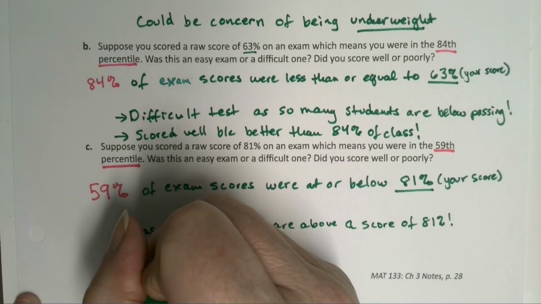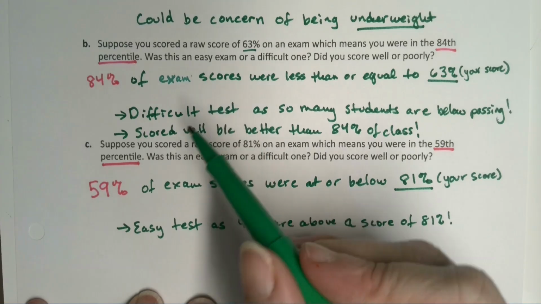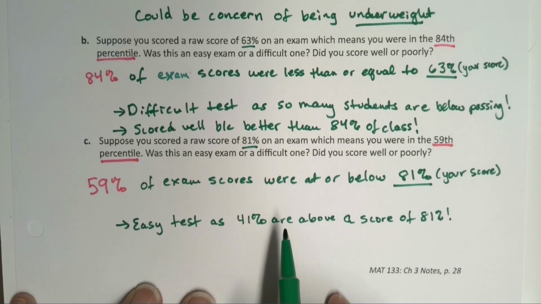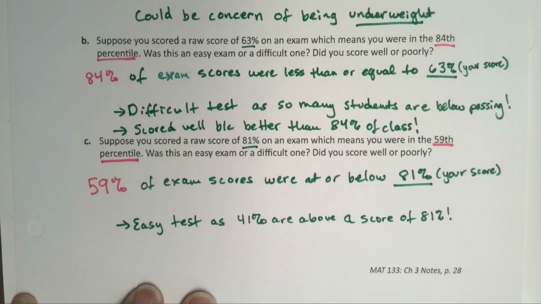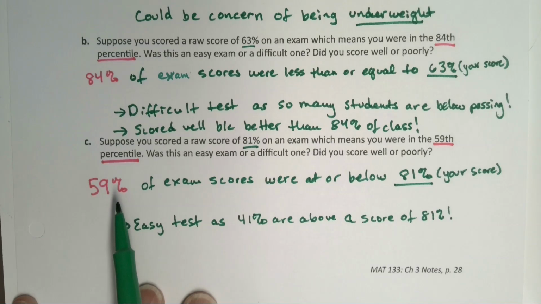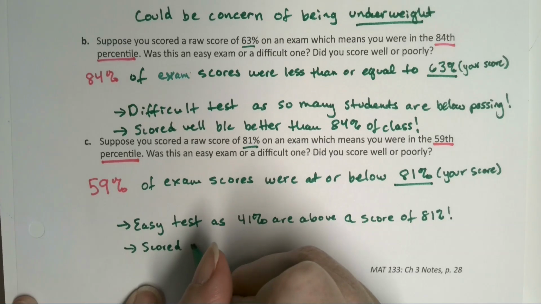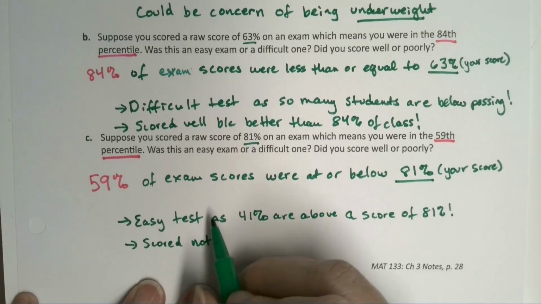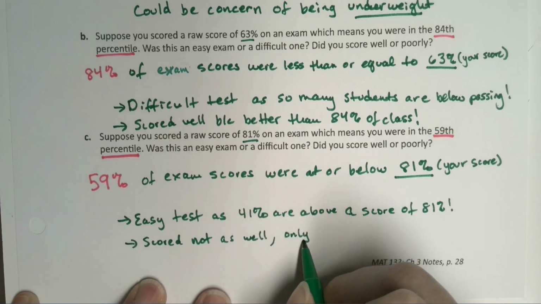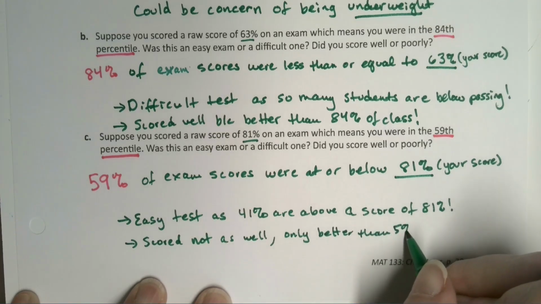Whereas this test, which is an easier test, and you scored an 81, and that's all well and good. I mean, 81's good. It means you passed. But how did you do in relation to the group? Well, the answer is not as well, because instead of being better than 84% of the students, you were only better than 59% of the students. You scored not as well. I don't want to say badly because you're still better than half the class, but not as well. Only better than 59% of the students.